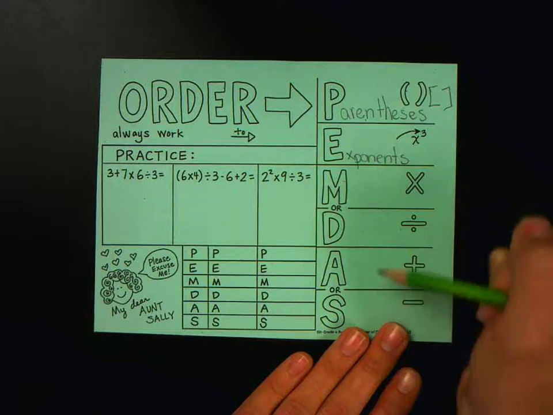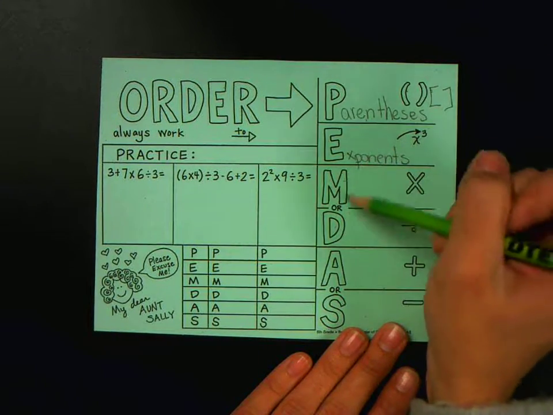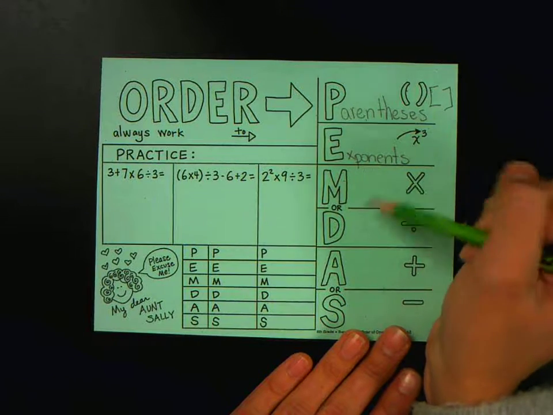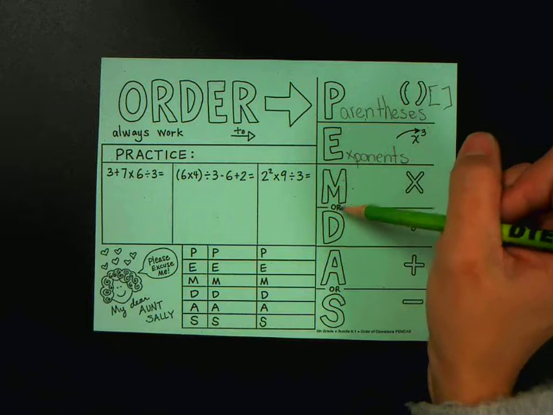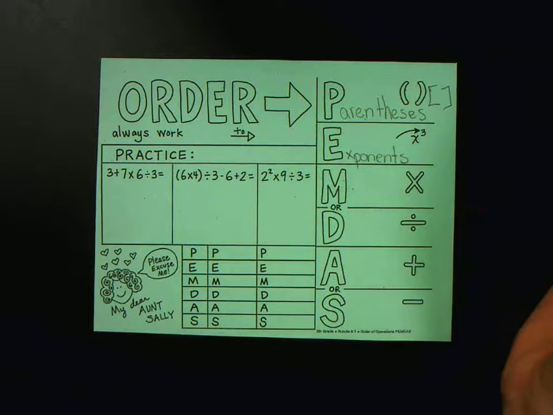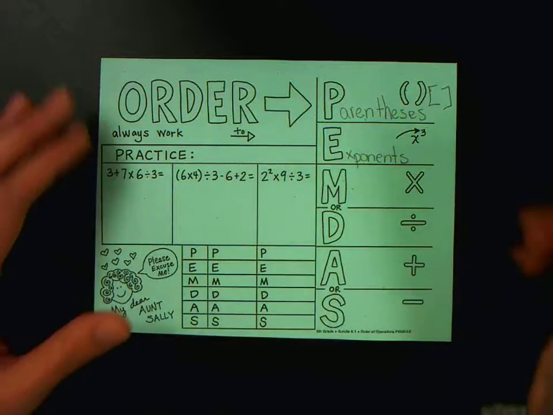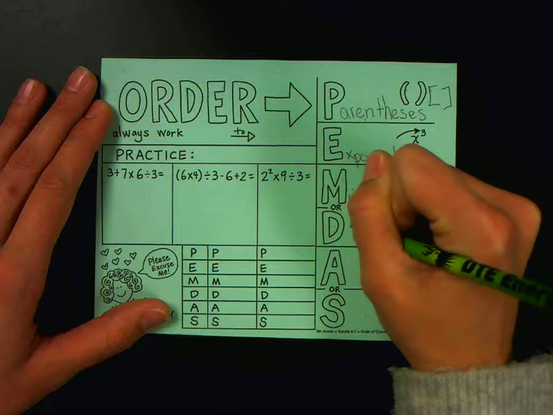Now we have the M and the D. M is for multiplication, D is for divide, and what's really important about these two is that even though multiplication is first, that doesn't mean you do it first. It says multiplication or division because we need to do these from left to right in whatever order you see them in. We'll practice that in the examples here. So the M is for multiply, and the D is for divide.